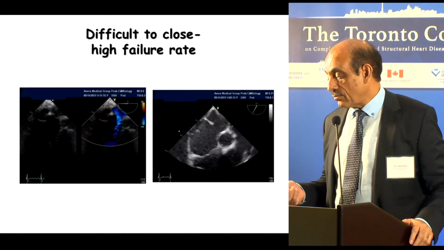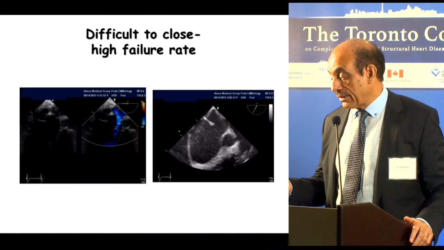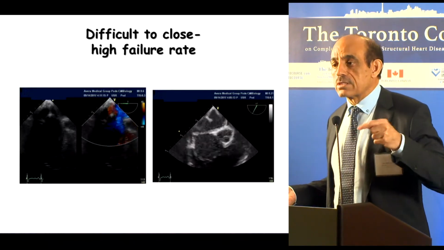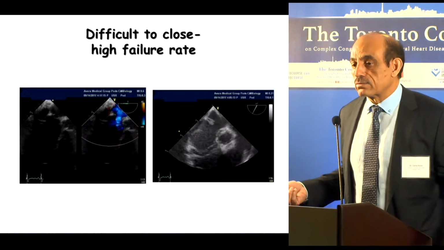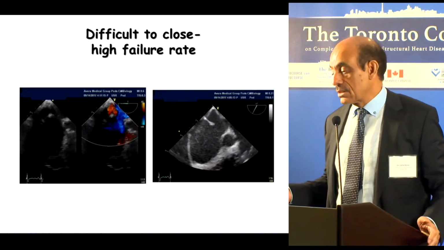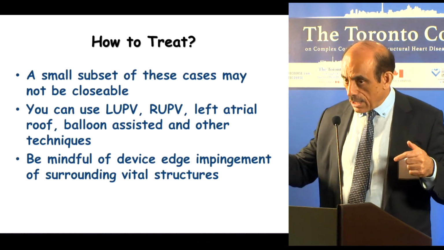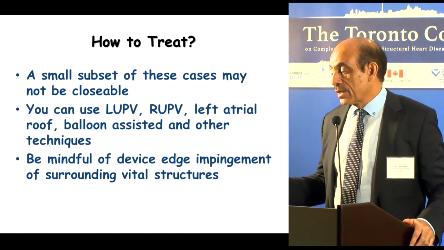So here you can see again the atrial septal defect. LA is very, very small. You are going to have a really hard time doing this case. You're going to use different maneuvers. You can use different sheaths. So how to treat this type of case? You can do this case. I did that case, I could tell you.